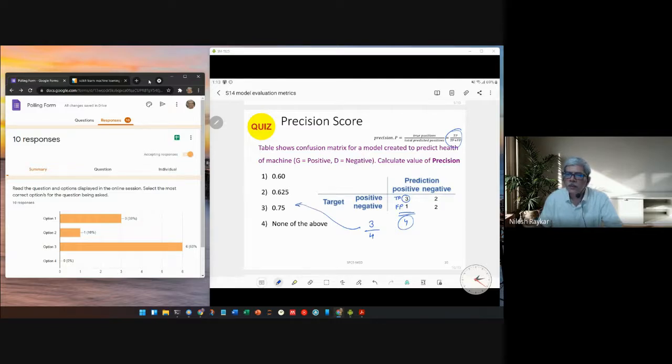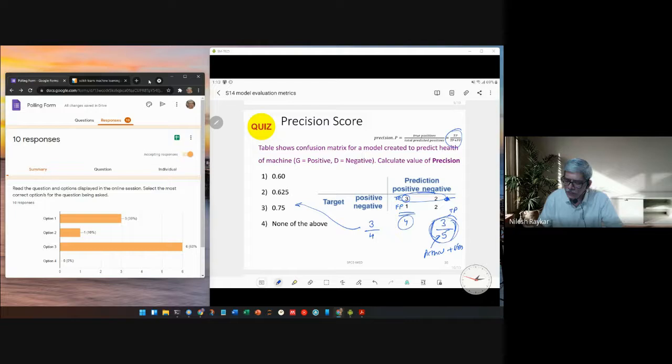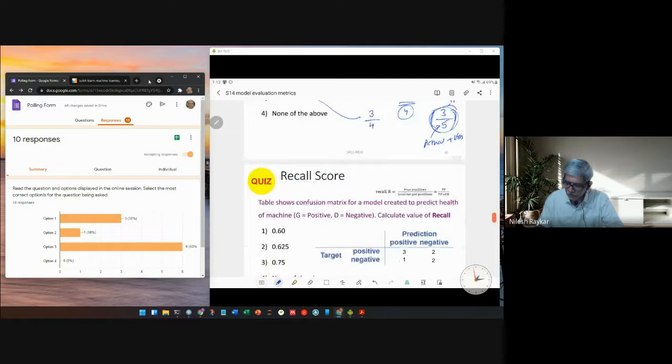So it is 3 over 4, which the majority of you have given. If you have summed up over the row, can you tell which measure this is? If you do the ratio of 3 divided by 5, what is this score called? It is true positive divided by the actual positives. That is recall. So this first one, 0.6, is a recall score, whereas for this problem we are looking for precision. Okay, the next question is recall. Already you have the answer.